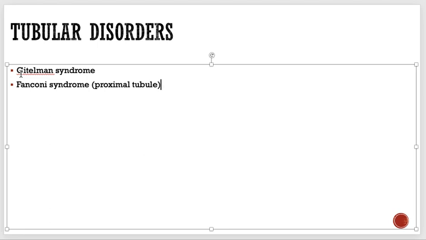Most of the time this type 2 RTA, or we can also say proximal renal tubular acidosis, is associated with, or comes in combination with, Fanconi syndrome. It can also be a side effect of different drugs, like antiretroviral drugs. So how do we diagnose this?